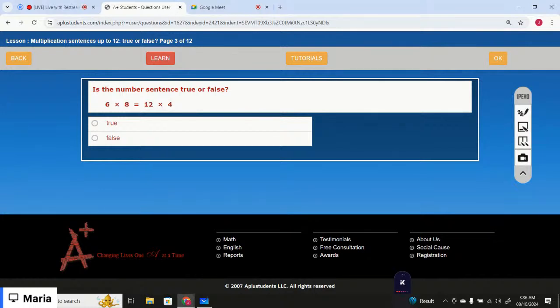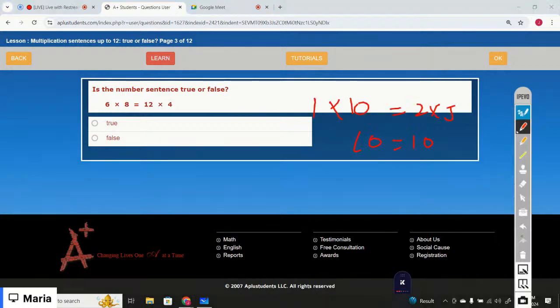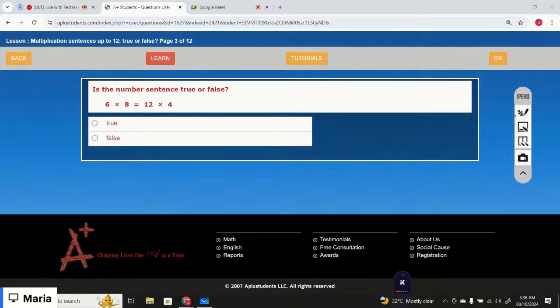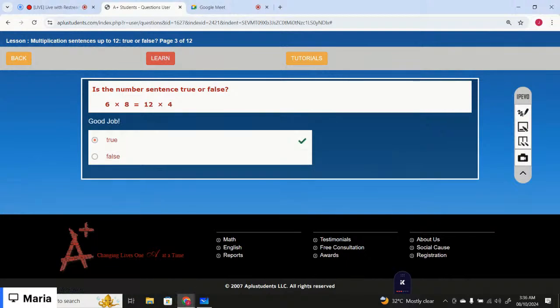Is the number sentence true or false? Which is the correct option? So let's just do 6 times 8 and 12 times 4. So 6 times 8 is 48 and 12 times 4 is 48. So both sides are exactly equal. That is true. It is option number 1 is the correct option. That is true.